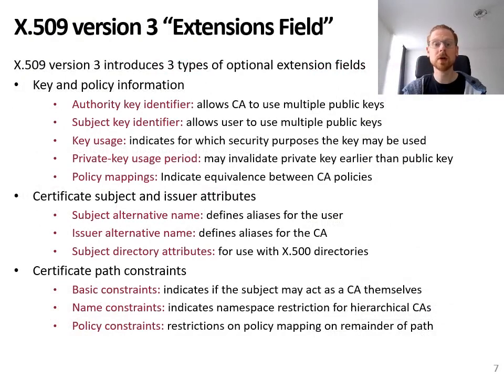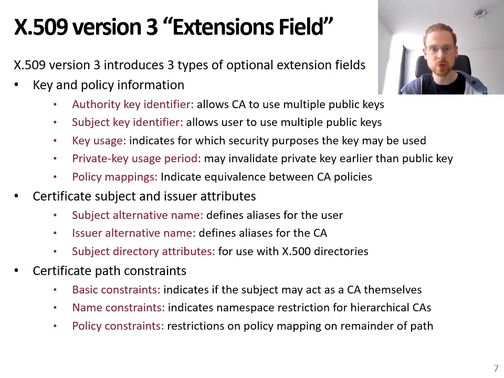And from version 3 onwards, the X.509 certificate structure also contains some extension fields. These fields add additional information about the certificate, the keys, the subject or the issuer. And they contain three types of information. The first is information about the keys themselves. This, for example, allows the certification authority or the user to define a unique identifier for their key, which then allows them to have multiple keys and multiple certificates for these different keys.